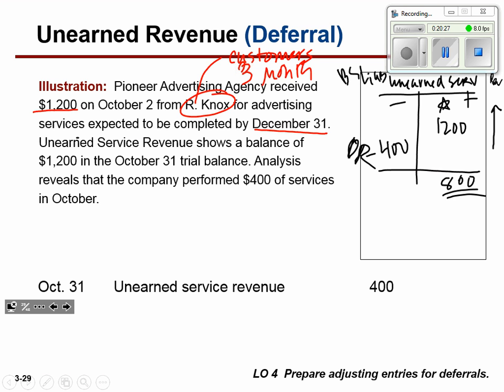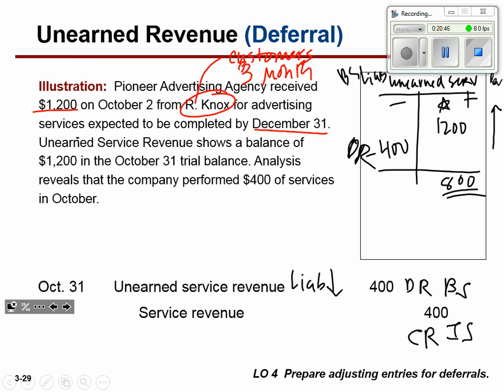Unearned service revenue, the liability, actually went down. There's our debit. There's our balance sheet. The other part has to be a credit, and it has to come from the income statement. What happens when we actually earn money? It's called service revenue. So now all of a sudden we truly have earned our revenue because we did 1 month's worth of advertising in this case.